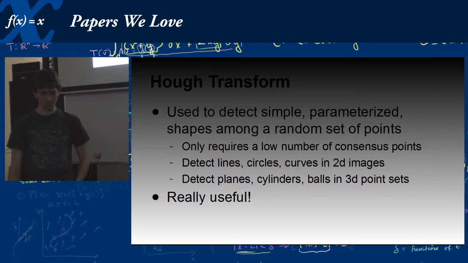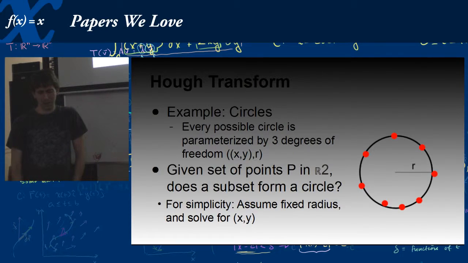And it's a fairly general method to detect a simple parameterized shape amongst a set of usually points in an image or even in 3D space. You can use it to detect like cylinders if you have a three-dimensional point set, for example. It's a really useful system, and kind of a simple example of how one would use this would be to identify if a set of points form a circle.